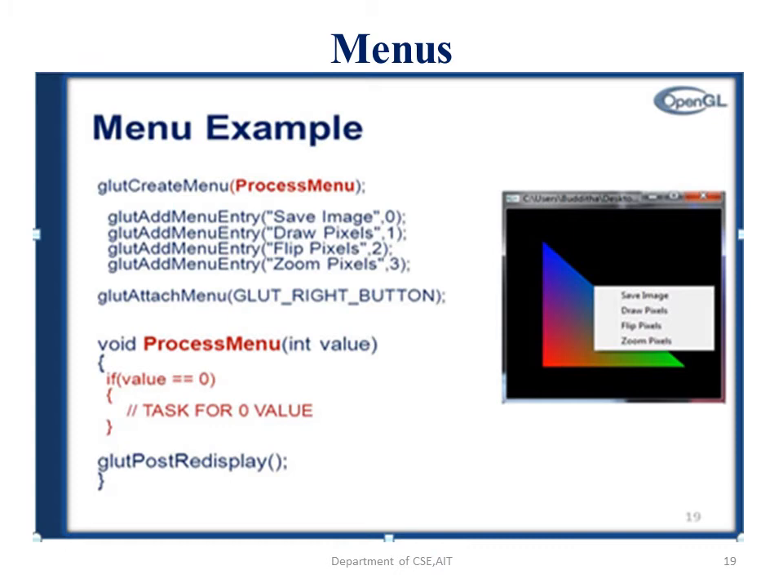That means you are having a screen. You can look at the screen here. In that you are having one picture and a menu associated. So when you click a button, it may be the left button, right button, or the middle button, then a menu will appear. So you are going to write code for creating a menu like this. Suppose in the menu I am having 4 choices: saving the image, draw pixels, flip pixels, or zoom pixels. You can see here we are having several APIs: create menu, add menu, attach menu. We are going to study each of these, and we are going to see one example to create a menu.